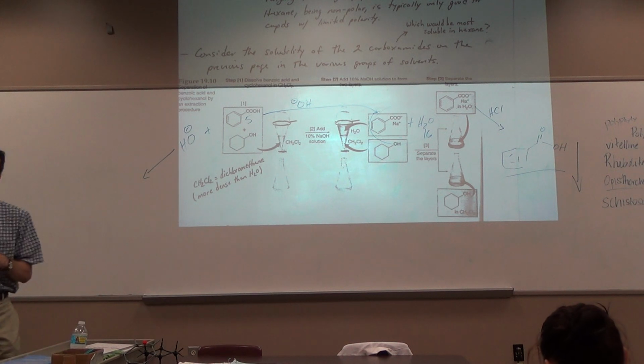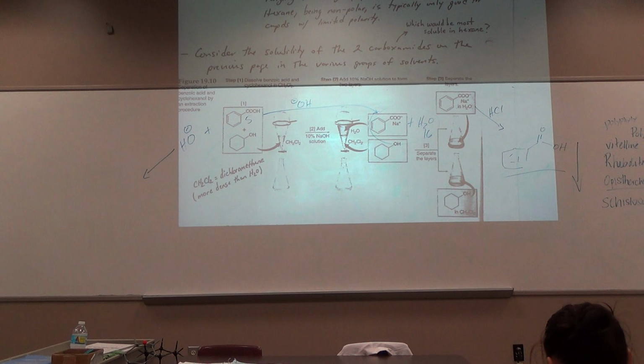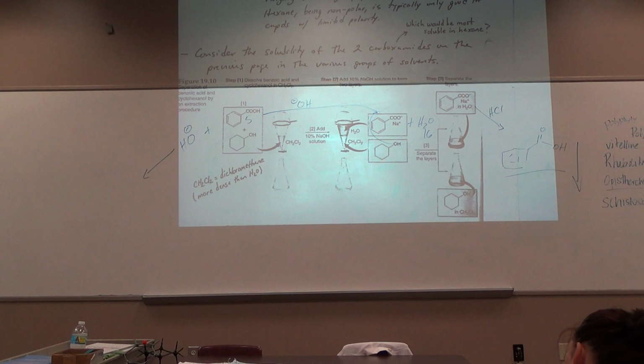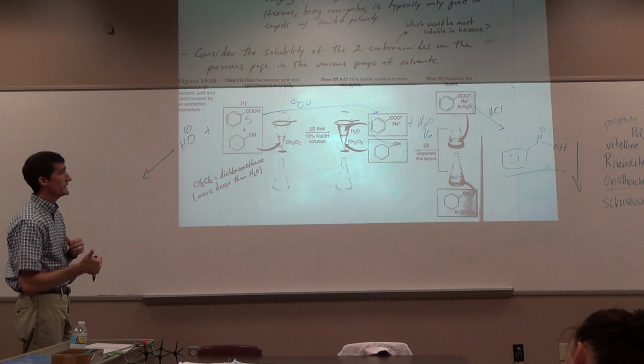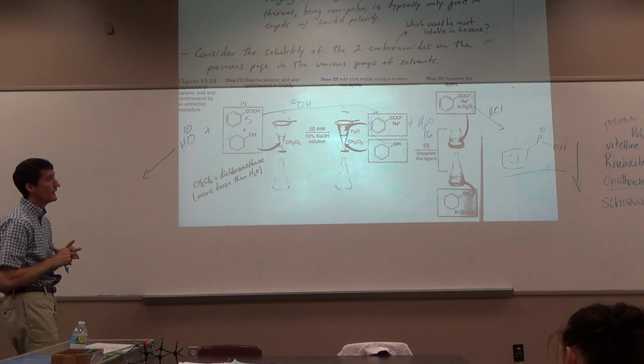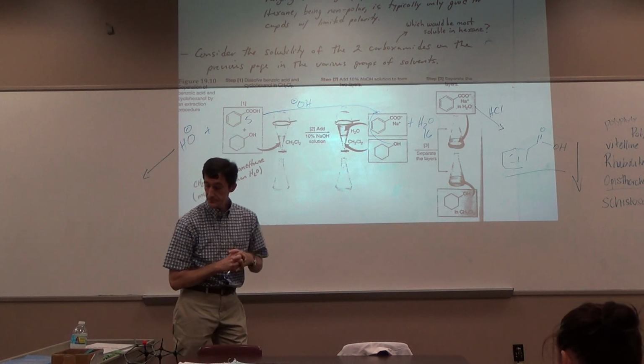Again, the bigger take-home message is that any organic molecule you can make soluble in water by converting it into an ion. The most common way to convert things to an ion, just about the only way, is acid-base chemistry. You've got to be able to recognize acids, recognize bases, etc. Any questions about this process?